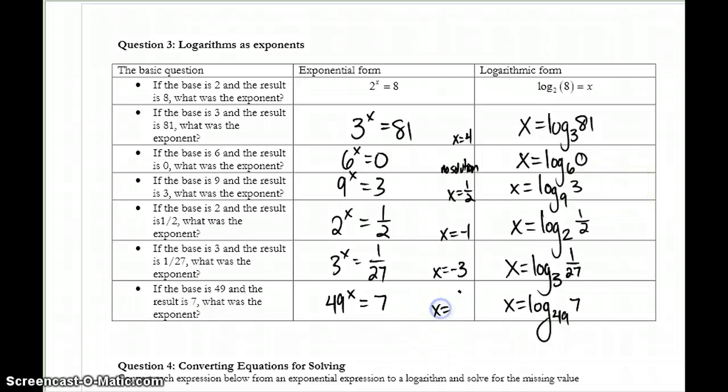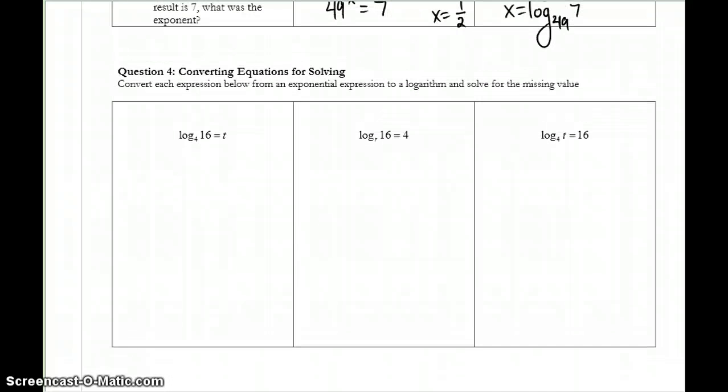Here that answer should be, again, like a square root equal to 1/2. This time we're going to convert from logs into exponential problems. So here we have 4 to what power gets me 16. As a note, that power is 2, so t would be 2.